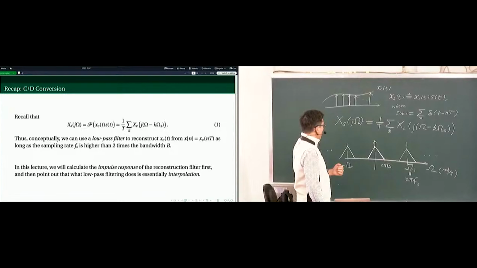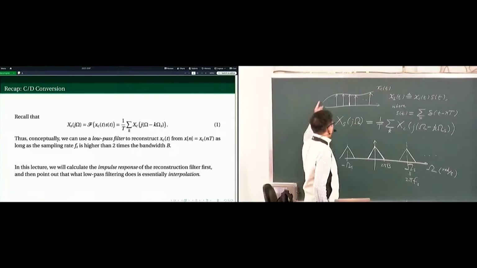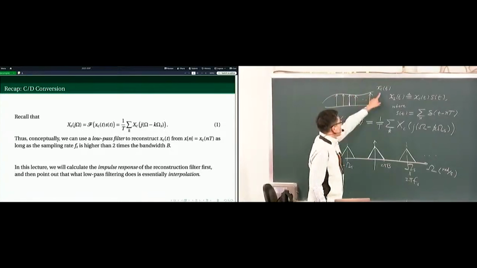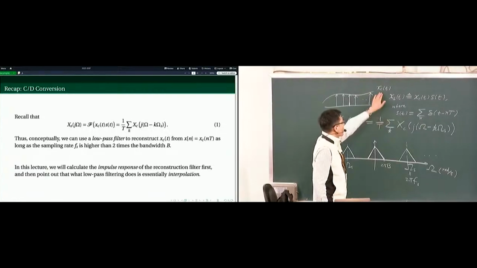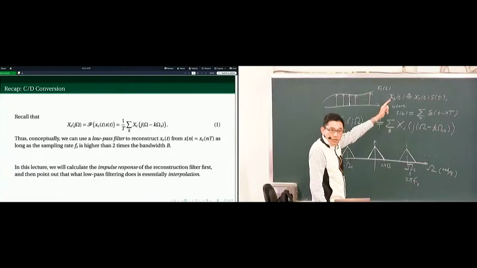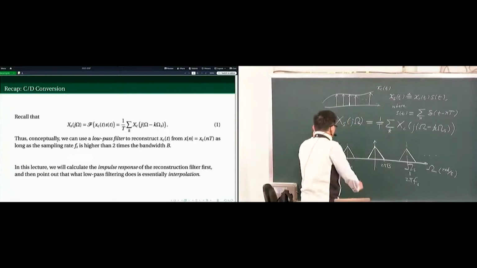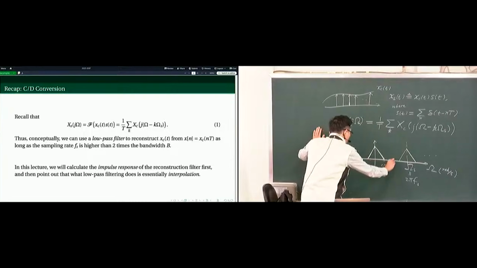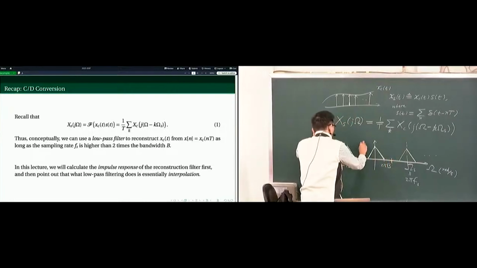So the question is, how do we get back the continuous time, a copy of a reconstructed signal, so that the reconstructed signal will be the same as the signal before sampling? Okay. So let's talk about frequency domain operation first. So this is what's recommended.